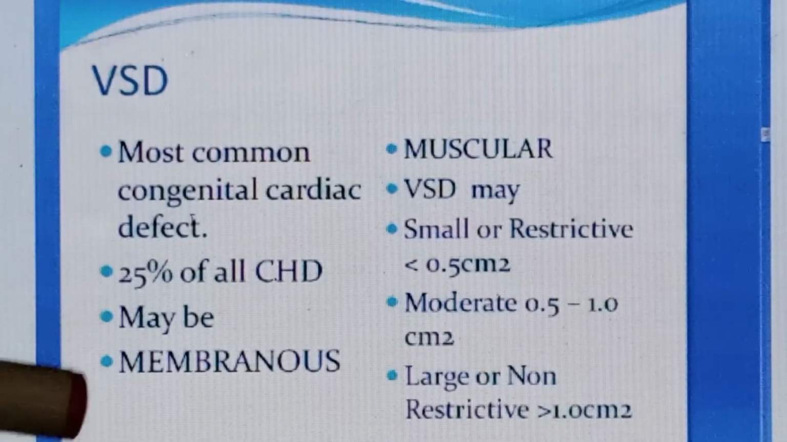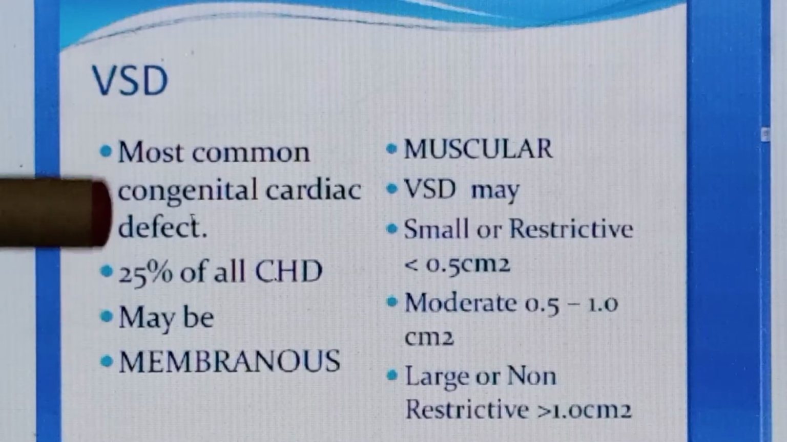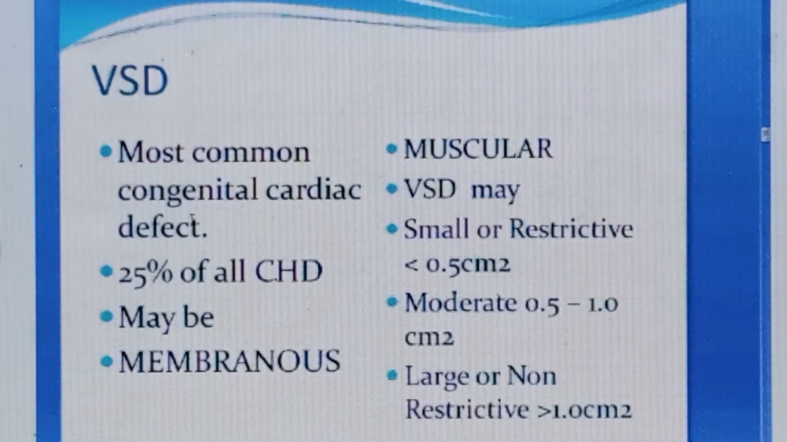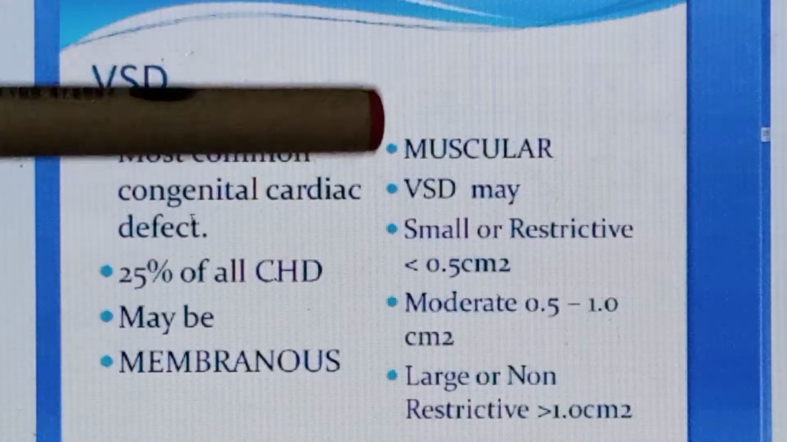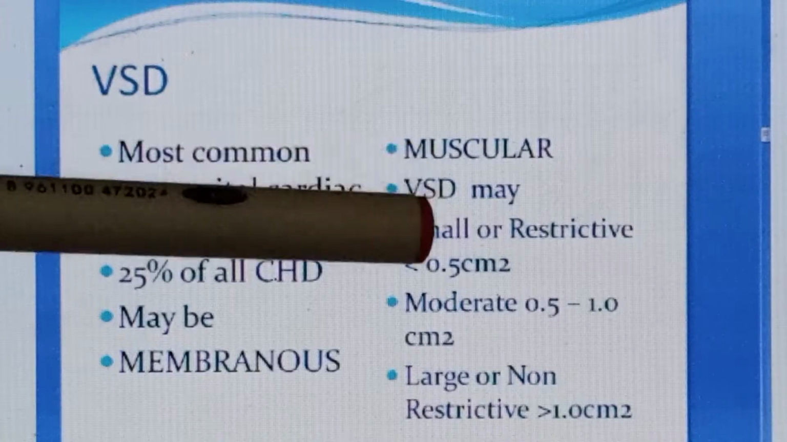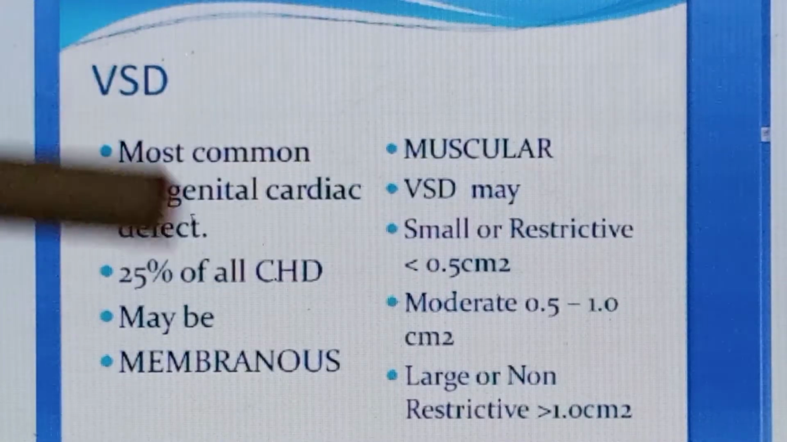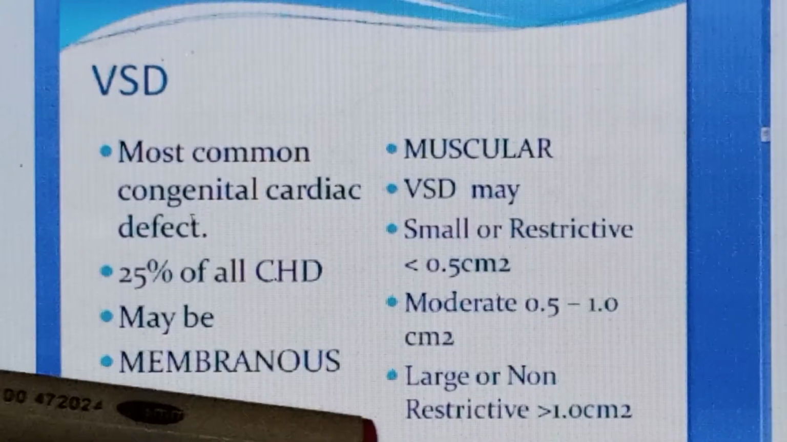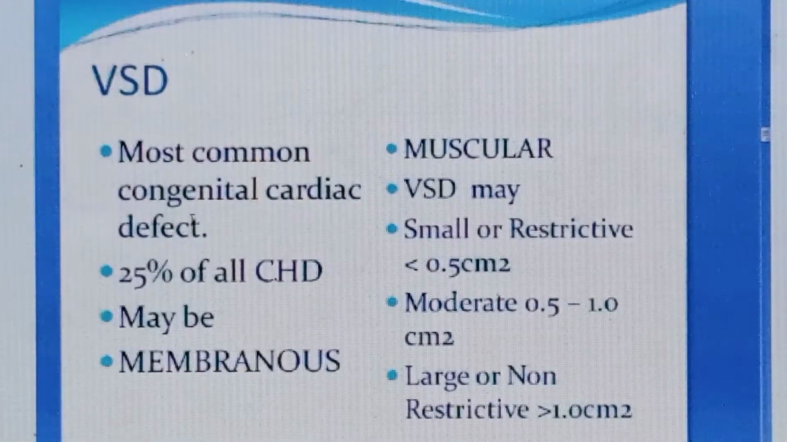It may be membranous, that is it involves the membranous part of the interventricular septum, and it may be muscular, that is it involves the muscular part of the interventricular septum. But membranous involvement is more common as compared to the muscular involvement. VSD may be classified into small or restrictive, with a size of the hole less than 0.5 centimeter square, moderate, that is 0.5 to 1 centimeter square, and large or non-restrictive, when the size is more than 1 centimeter square.